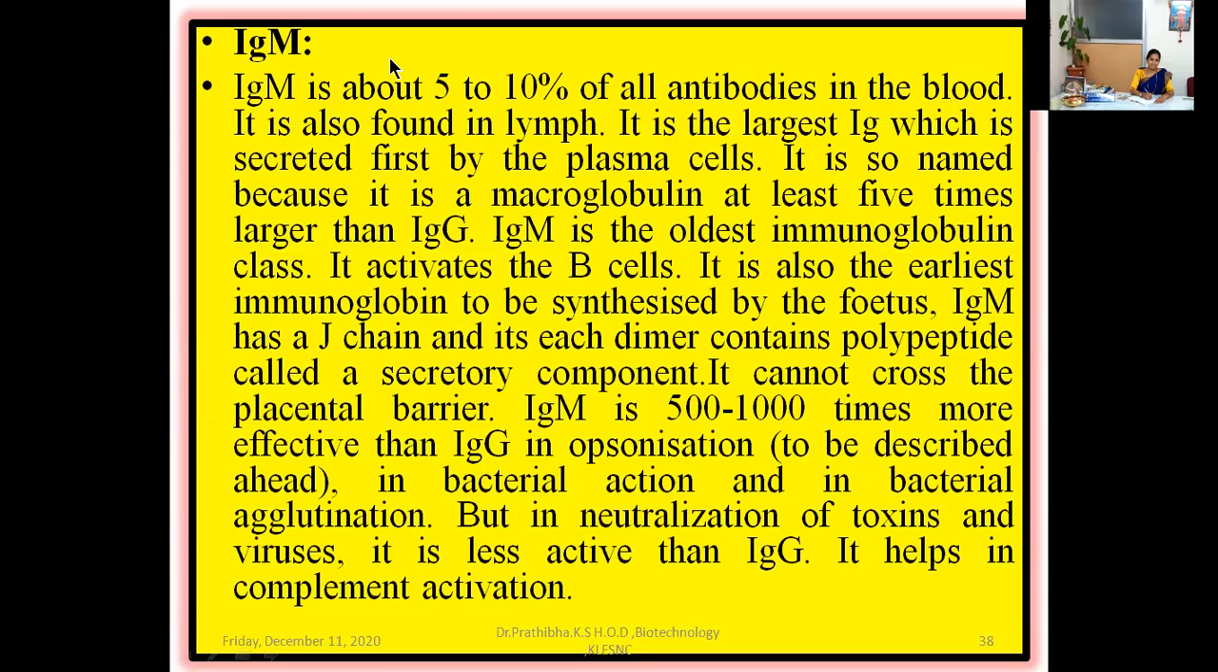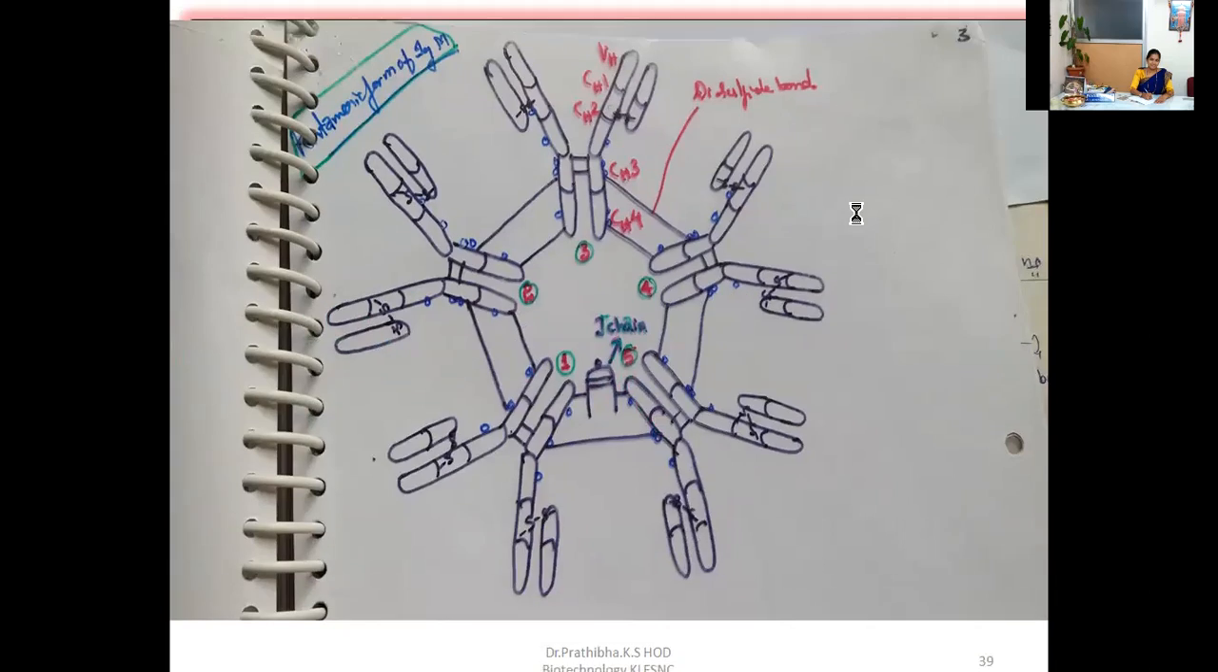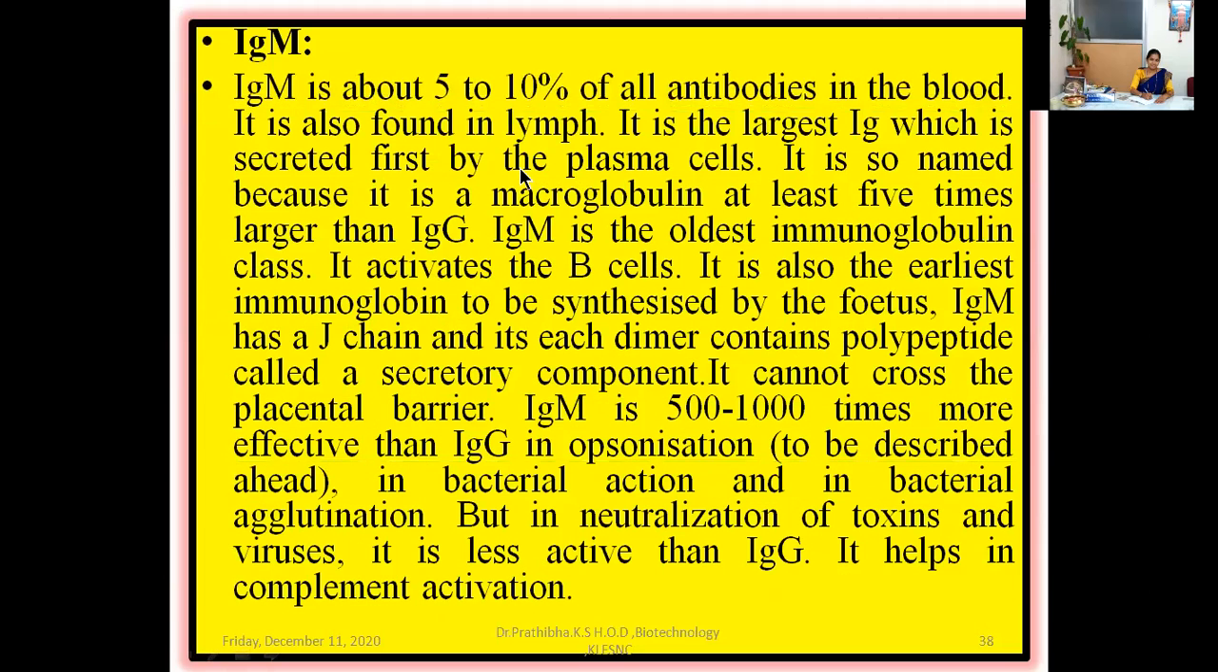Now let us go through IgM. IgM is about 5 to 10% of all antibodies in the blood. It is also found in lymph. It is the largest immunoglobulin, which is secreted first by the plasma cells. This is responsible for the primary immune response. It is so named because it is a macroglobulin, at least 5 times larger than IgG, and M stands for mu. IgM is the oldest immunoglobulin class, our earliest immunoglobulin class.